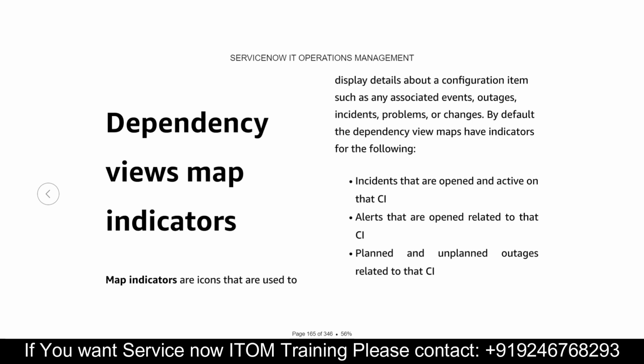If any incident is just opened on the particular CI, so alerts that are open related to that CI. If any alerts are opened on that particular CI, planned and unplanned outages related to that CI. If any planned and unplanned outages are there for the particular CI, each and everything will be visible with the map indicators only.